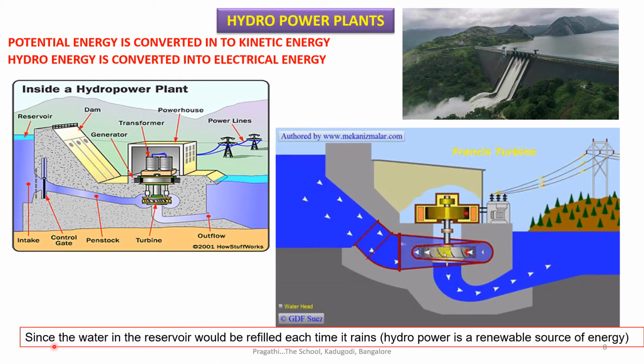Clear? Since the water in the reservoir would be refilled each time it rains, hydropower is a renewable source of energy. That's why it is called a renewable source. Hydropower plant is renewable. How? Because once the water gets empty in the reservoir, what will happen in the rainy days? Again, it is going to get filled. That is why it is called a renewable source. That means a non-conventional energy source.